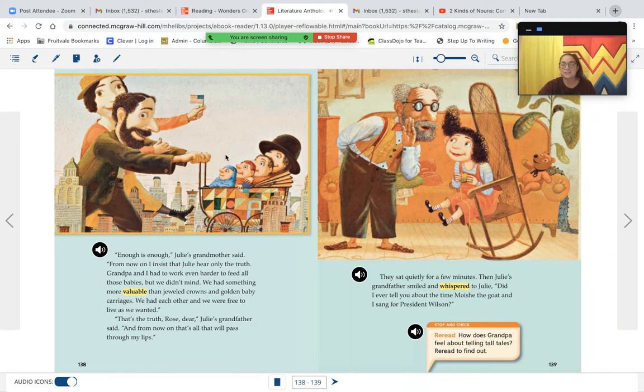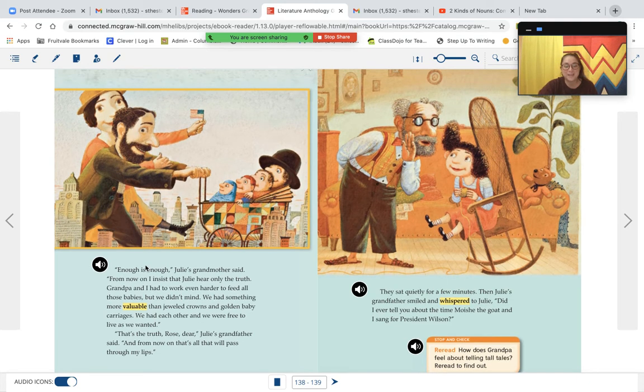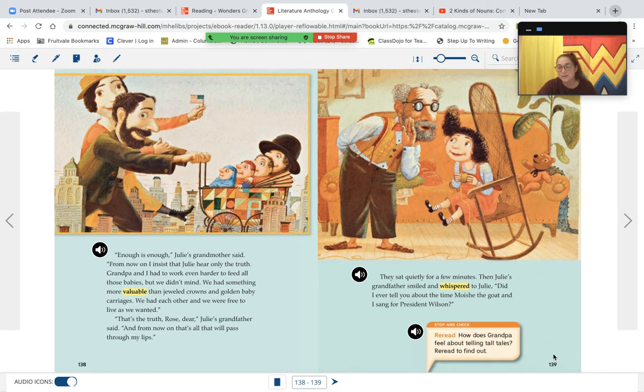So if you look at the illustrations, these are very dramatic illustrations. They are not true. They are not bigger than these buildings. But also on this page, Julie's grandmother is saying, "I only want the truth now." Well, on page 139, the way he's kind of whispering to her is he's telling her a secret, which we could predict that what he's about to tell her is not true again, because he doesn't want his wife to hear him.